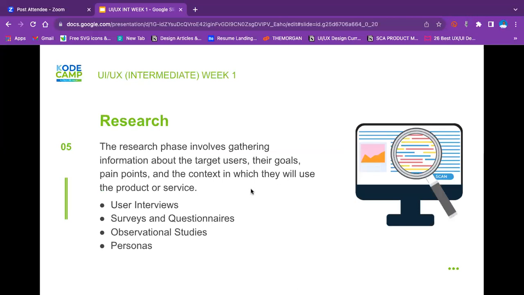Now we are going to talk about research, the process, the 5 design thinking process, which research is part of. Now, what is research? Research is just the process of you trying to gather information about your target users. You're trying to know their pain points, the things that they want and how you can help them make the product worth it.